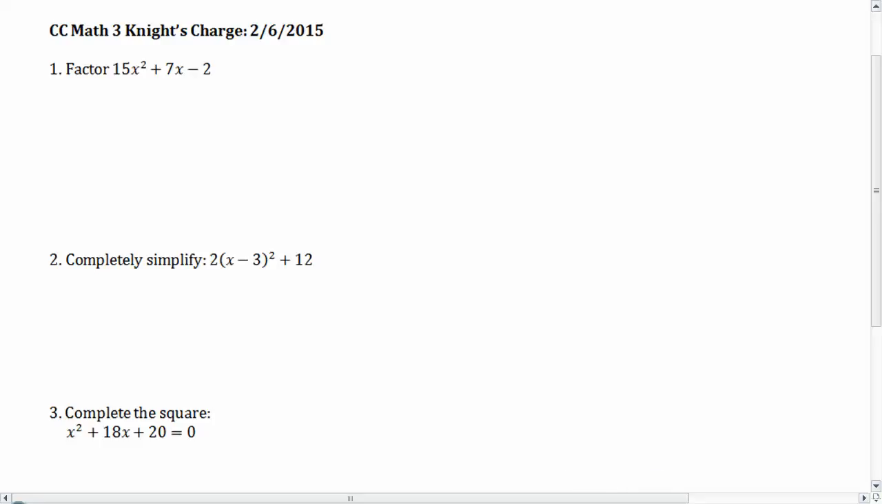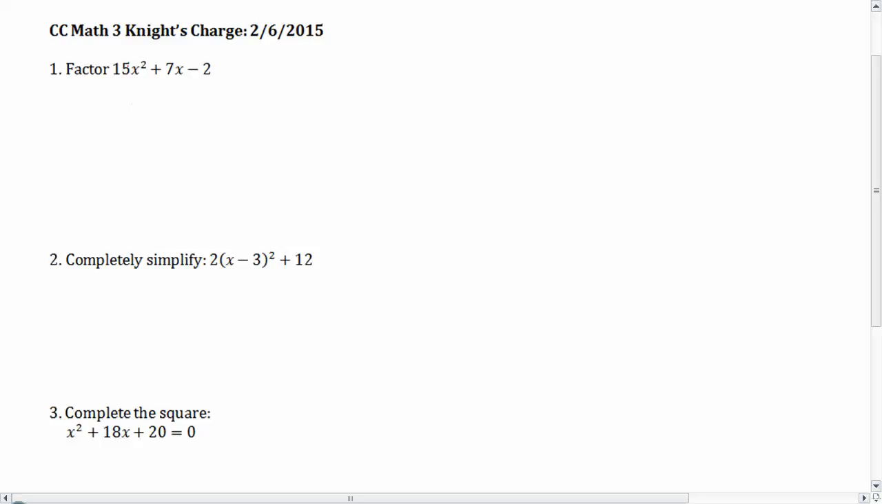Okay, so lastly is the day 13 nights charge. One, a factoring problem. Number 2, completely simplify, so square, double square, distribute, simplify. Then number 3 would be completing the square.